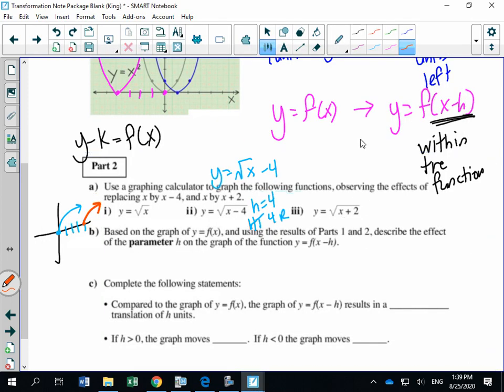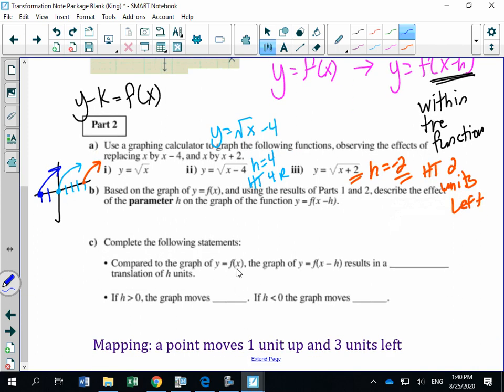Okay, what would this one do? It's within the function, that's an h value. Your h value is equal to -2, not 2. -2 is a horizontal translation, 2 units left. That graph would go 1, 2, and it would be here. Okay? So again, your h value is your horizontal translation.